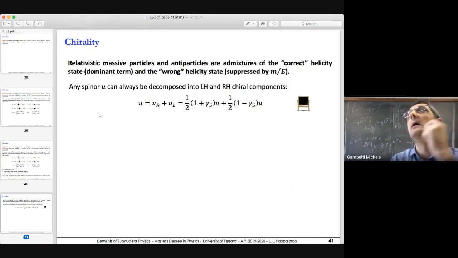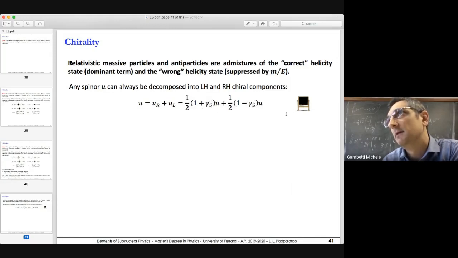Okay. Now, something that you can immediately verify is that any spinor, u or v, can always be decomposed into a left-handed and a right-handed chiral component. So you can always decompose u as u left-handed plus u right-handed. And if you now apply the right-handed and the left-handed projection operators, you obtain this expression. If you just make the sum here, you immediately obtain u. You get 1/2 plus 1/2, which makes 1, and then these cancel with this. So this is trivial.